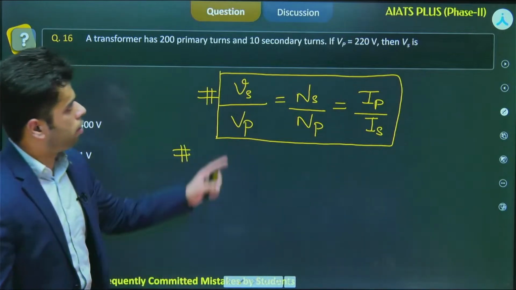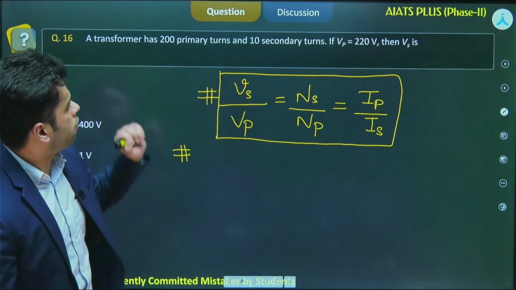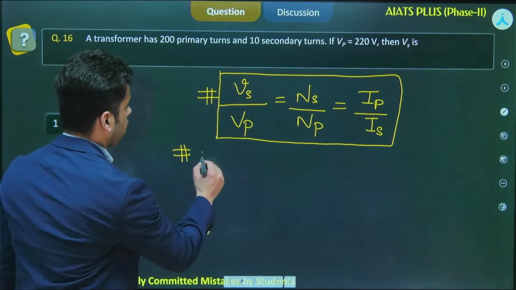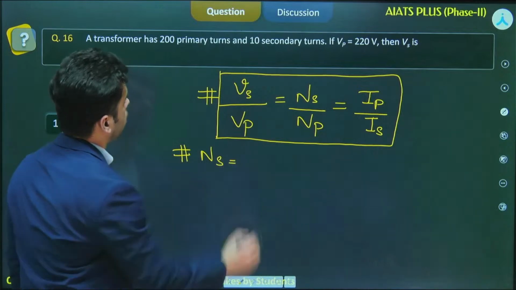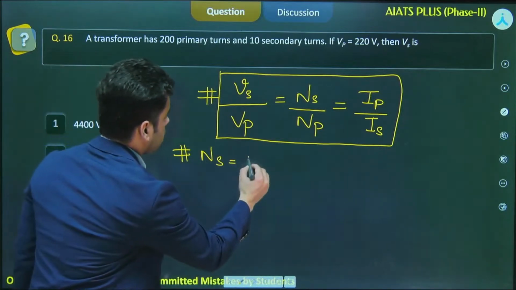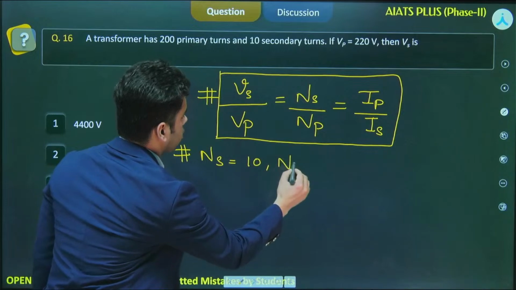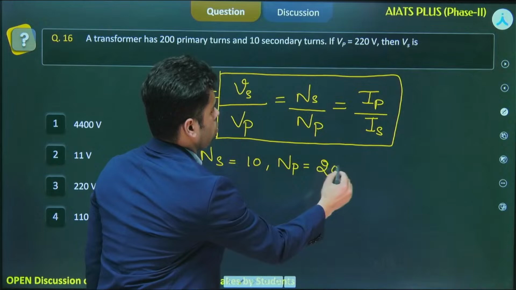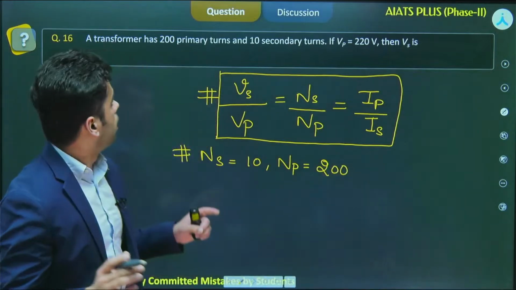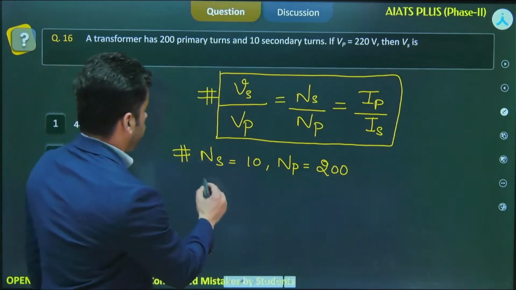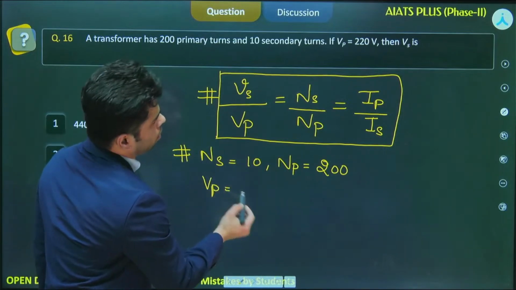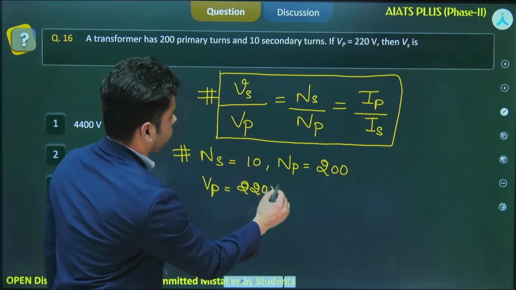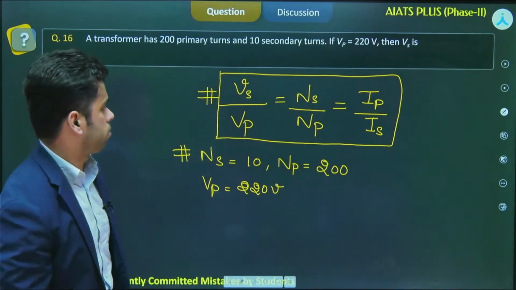Now let me solve this for you. According to the problem, it has 200 primary turns and 10 secondary turns. So the value of Ns is given to me as 10, and the value of Np is given as 200. I have also been given Vp. The value of primary voltage is 220 volt. Now I need to calculate Vs.